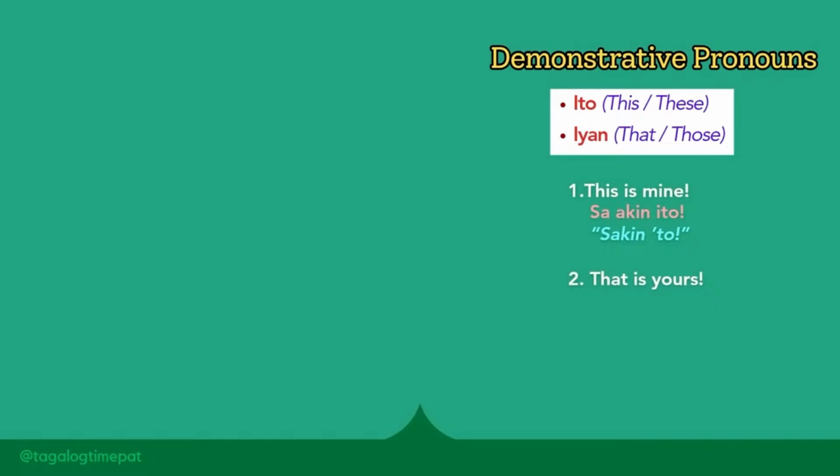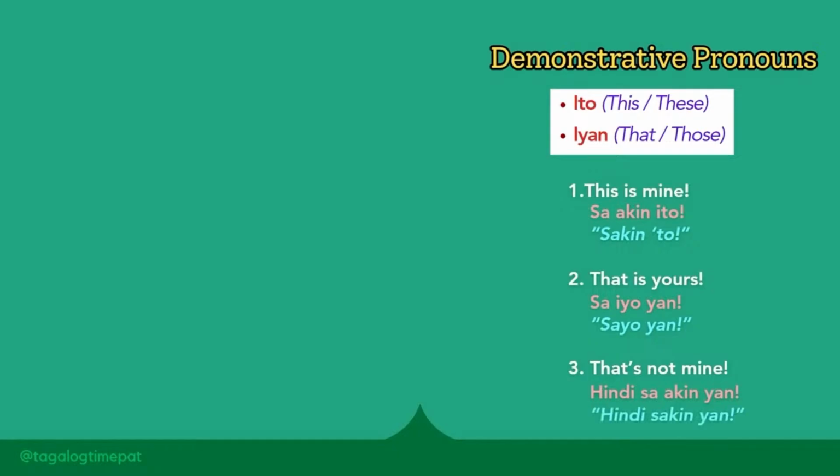That is yours is sa iyo yan. Sa iyo yan. So the pronoun goes first, and then it's the demonstrative pronoun. You might hear sa'yo yan. And then lastly, that's not mine. Again, negating the thought. It would be hindi sa akin yan. Hindi sa akin yan. Or hindi sa akin yan.